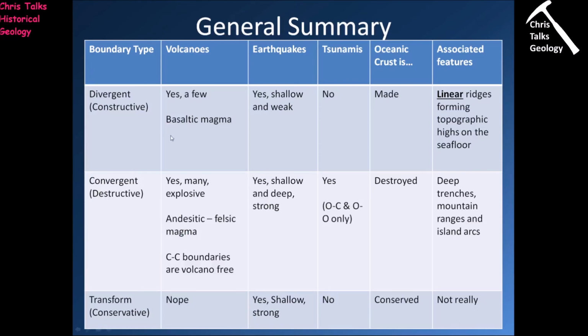Okay, so this diagram here summarizes the boundary types, the risks, so volcanoes, earthquakes, tsunamis, whether oceanic crust is made or destroyed, and any other associated features. Please take some time and make sure you write this down, because this table does have a habit of occurring in tests sometimes, or questions based off this table can appear in tests.